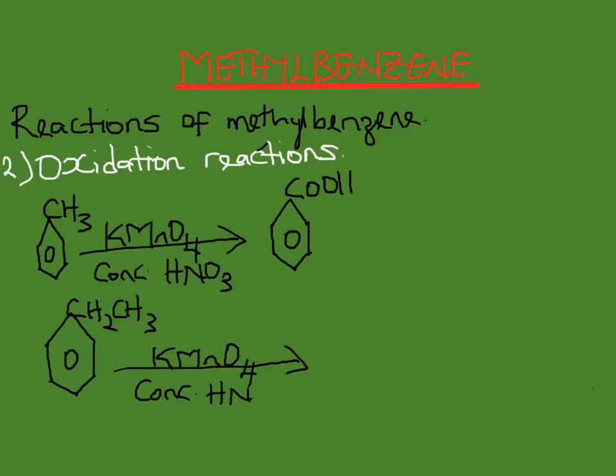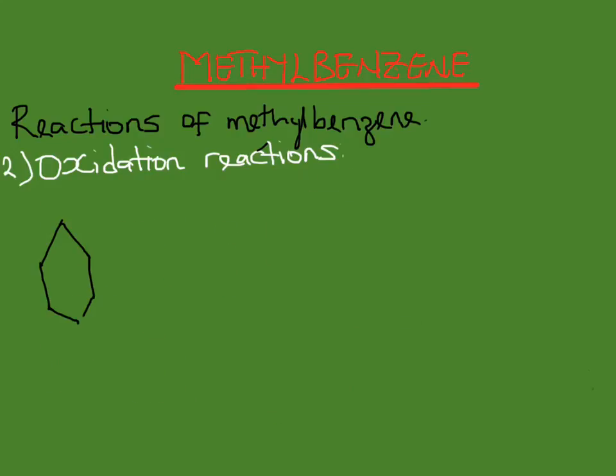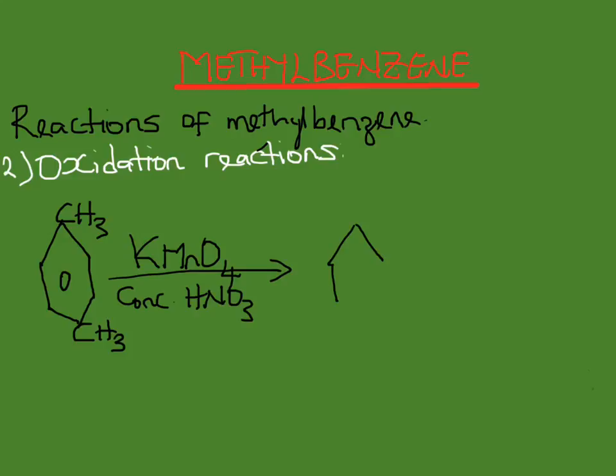Methylbenzene undergoing oxidation reaction is oxidized by strong oxidizing reagents to yield benzoic acid. And the next one there is ethylbenzene in the presence of potassium permanganate and concentrated nitric acid to yield us benzoic acid as well. So you can see these are the various examples.